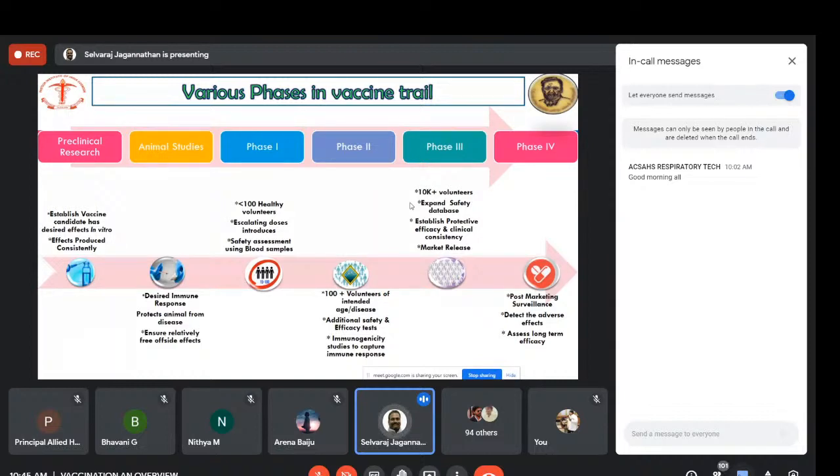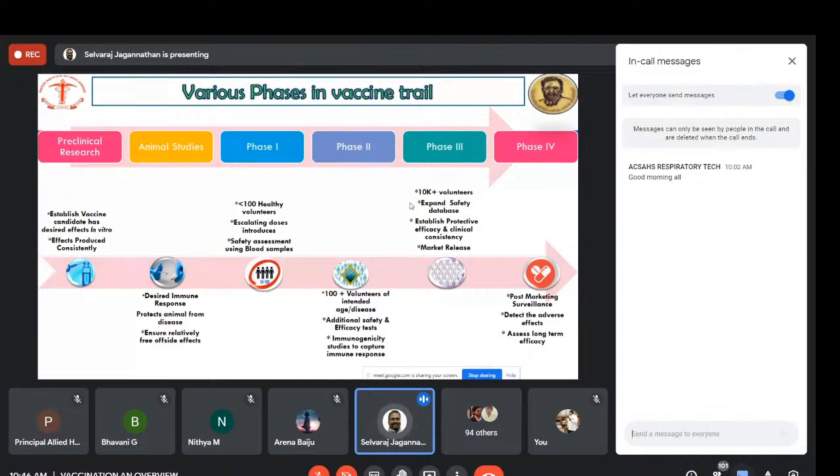So everything is studied here at this phase 2 level. Once it's cleared, we move to phase 3 with a higher number of people. Here they expand the safety database. Expanded safety database means each and every person who participated in the vaccine trials, the entire detail is kept in the safety database for approval from the organization. They also establish the protective efficacy and clinical consistency, moving toward market release.